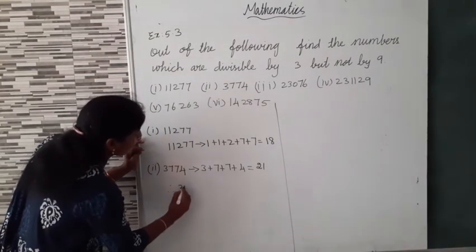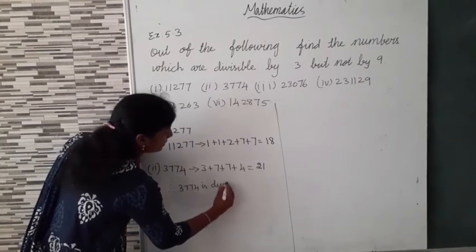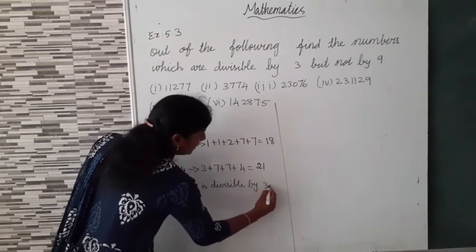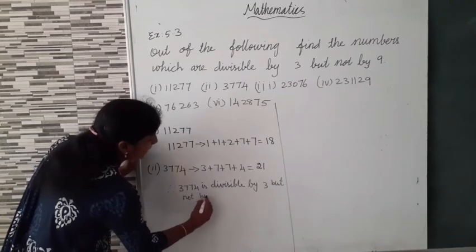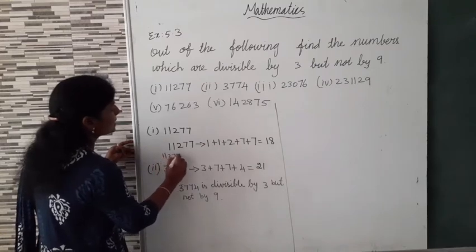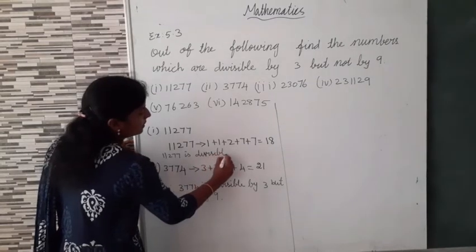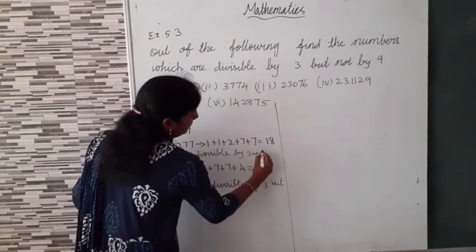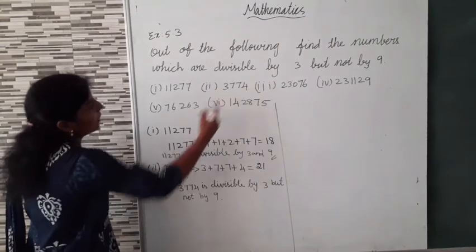Therefore, 3,774 is divisible by 3 but not by 9. And 11,277 is divisible by 3 and 9.